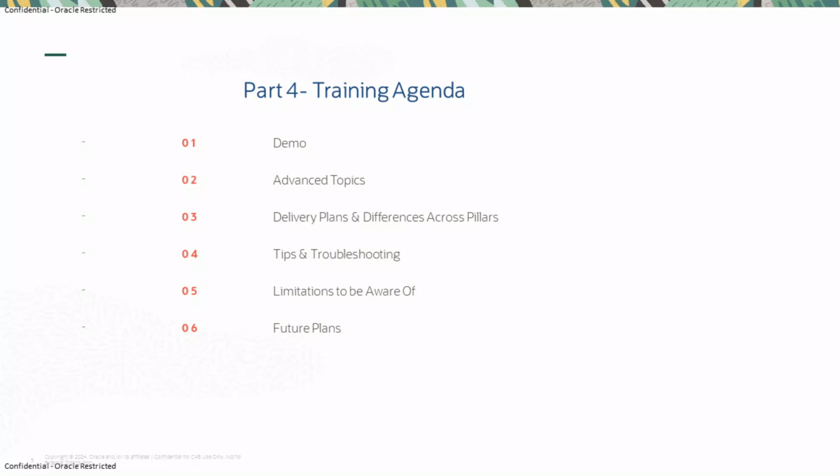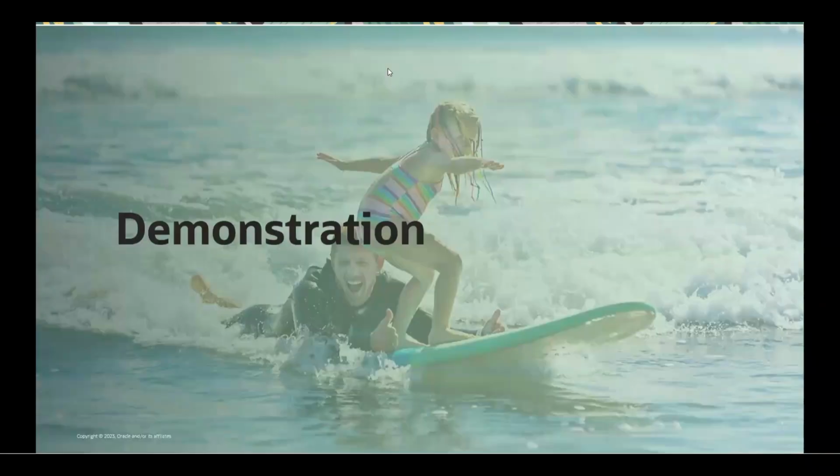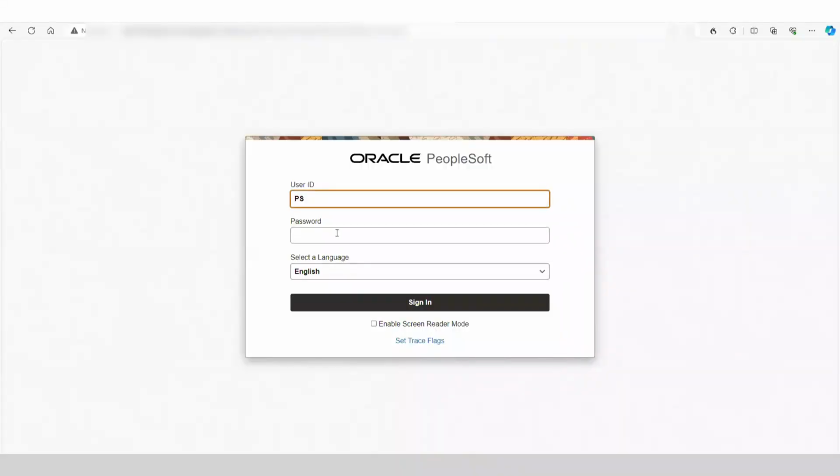We're going to go into some advanced topics, give you an example of how we converted some of our trigger business event code, talk about event mapping and how a customer can leverage that to create a new notification, the pillar delivery plans around Notification Composer and some of the differences to know, and then tips and troubleshooting and limitations to be aware of. All right, with that, let's jump over to the demo.